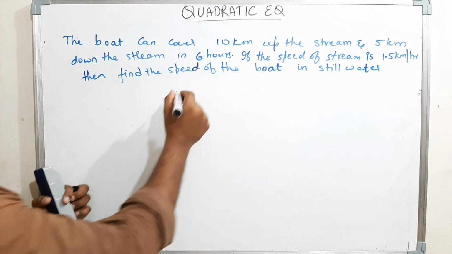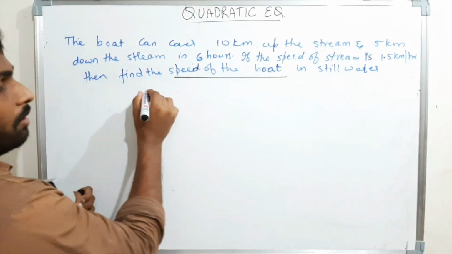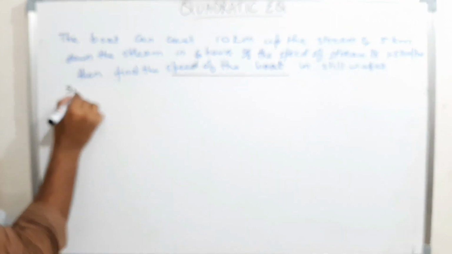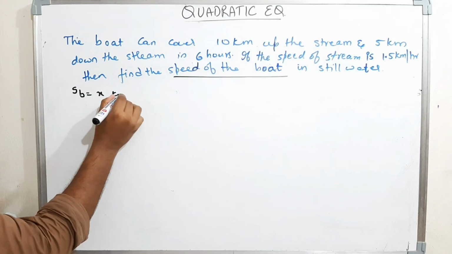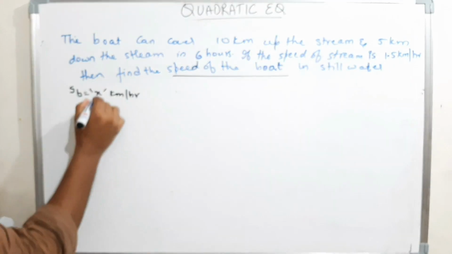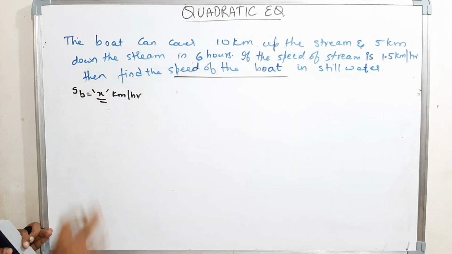Now, what did they tell us to find? They told us to find the speed of the boat. So I am assuming the speed of the boat as x kilometers per hour. I don't know what the speed of the boat is, therefore I am assuming it as x kilometers per hour.